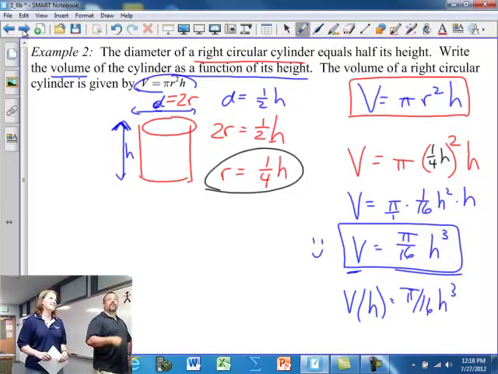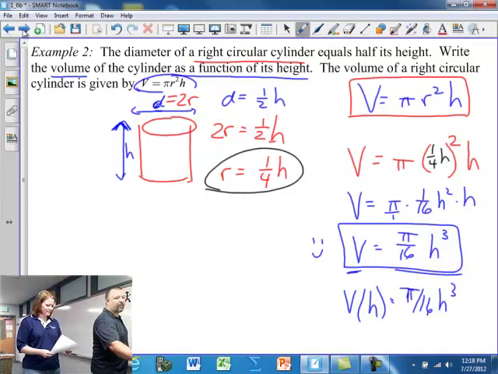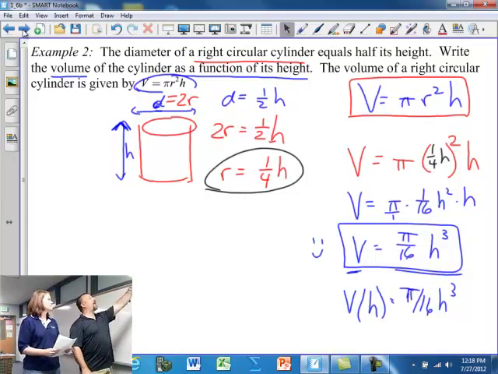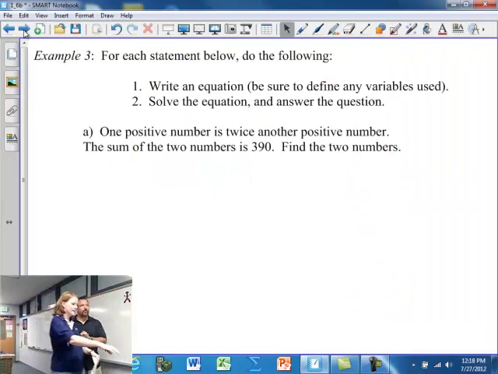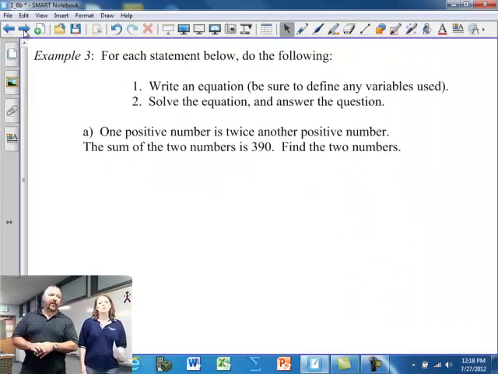But we've been practicing function notation, so it's not wrong. The volume of the height is pi over 16 times height cubed. Perfect. Next, for that right circular cylinder. All right, now let's do some solving. Okay. I like solving, so I'm going to jump right in.